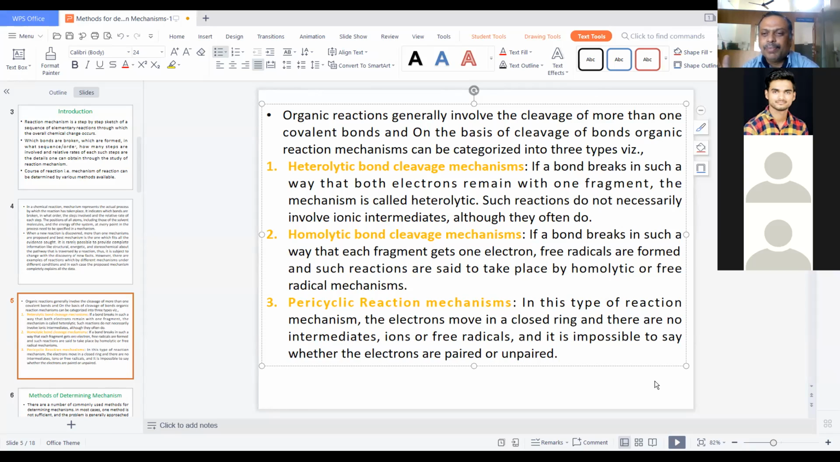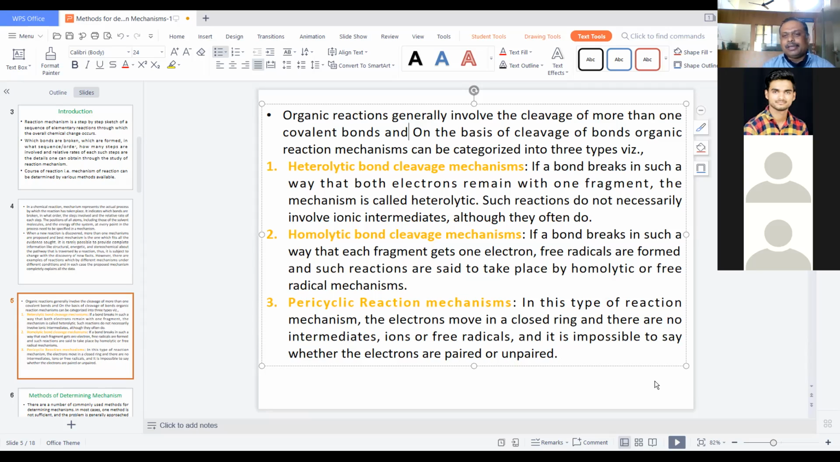Homolytic bond cleavage, if bond breaks in such a way that each fragment gets 1 electron. Homolytic मध्ये bond symmetrical break होतो आणि एक electron दोन्ही fragments वरती जातो, and free radicals are formed, and such reactions are said to take place by homolytic or free radical mechanism.